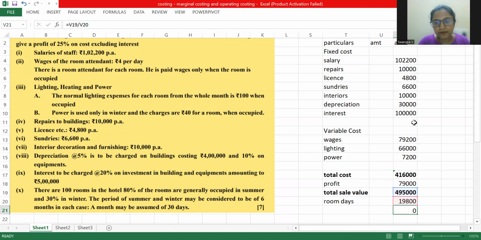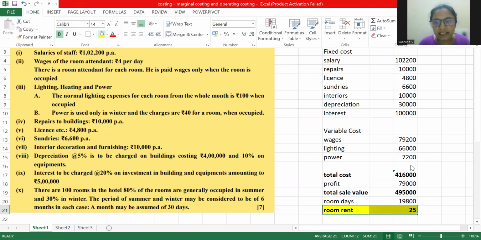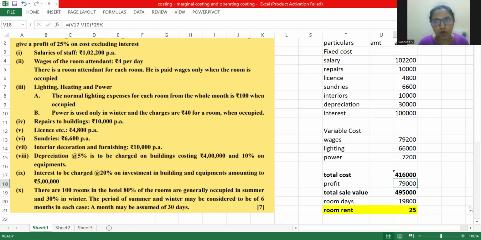So per room day, the charge should be 25 rupees. So the room rent should be 25 rupees to attain this profit of 25 percent on cost and to cover up the cost of 4,16,000.